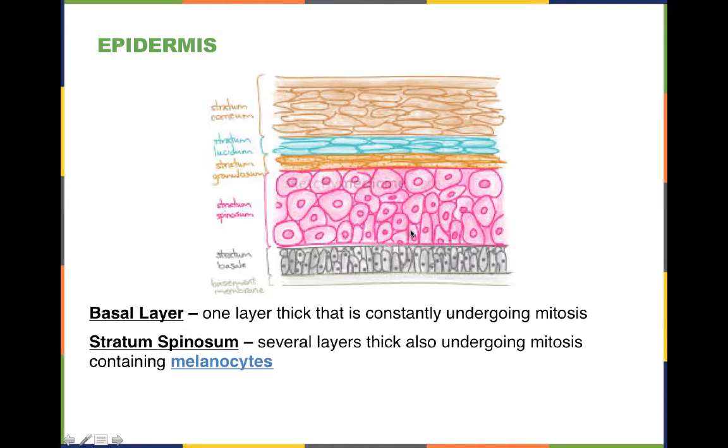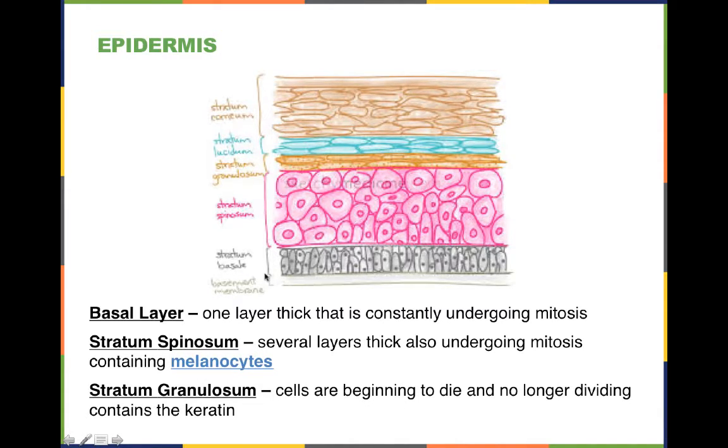It's called stratum spinosum because there are spiny processes on the cells. And in the stratum spinosum is where you find the melanocytes, which give people the skin color. It's thicker than the basal layer, and it also continues to undergo mitosis. The third layer of the epidermis is the granulosal layer, or stratum granulosum. It is called granulosum because these cells have granular inclusions in them.